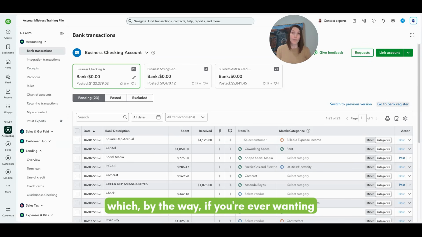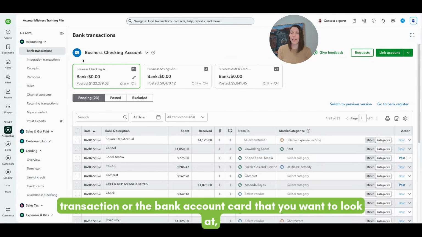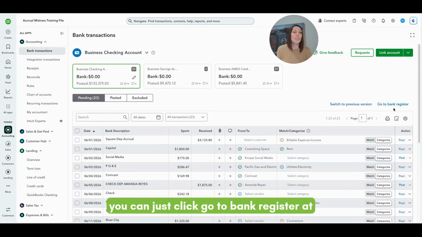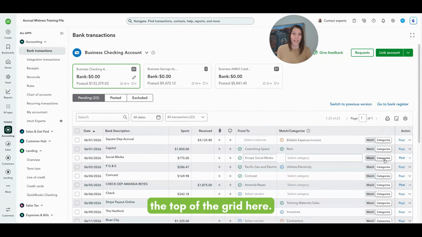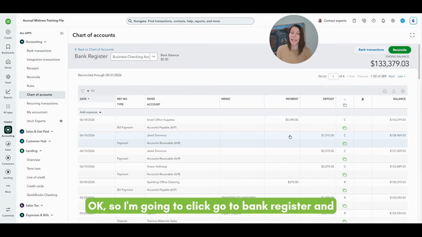which, by the way, if you're ever wanting to go and look at a bank register in QuickBooks, you can either do so by going to your chart of accounts and clicking View Register on the account that you want to review. But if you're already in your bank feed and you're already in the bank account card that you want to look at, you can just click Go to Bank Register at the top of the grid here. Okay. So I'm going to click Go to Bank Register.